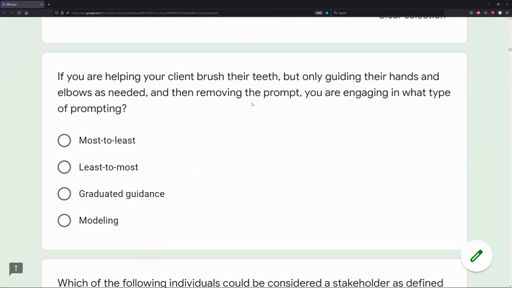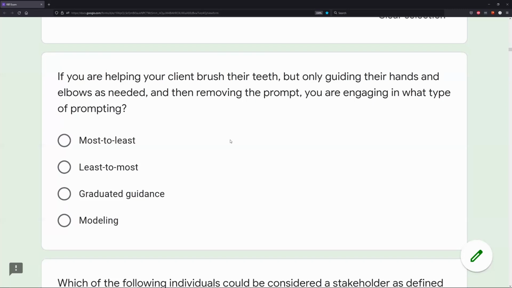If you're helping your client brush their teeth, but only guiding their hands and elbows as needed, and then removing the prompt, you are engaging in what type of prompting? Okay, so you're physically touching the client. So this is going to be what? It's going to be a physical prompt. Now, what specific prompting procedure involves only physical prompts and then fading that physical prompt as quickly as possible? Okay, is that going to be most to least, least to most, graduated guidance, or modeling?